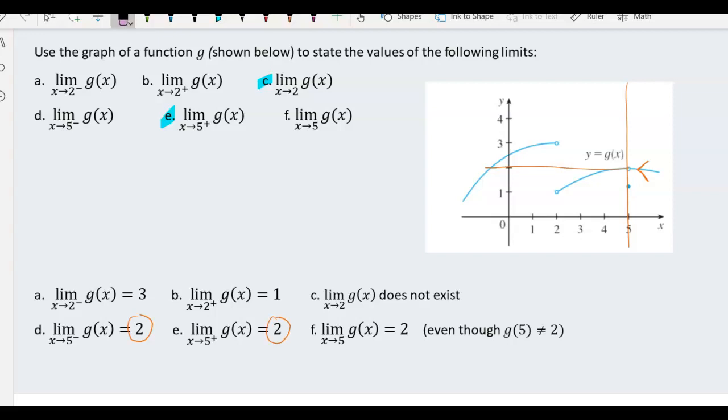So when we want to think about analyzing the limit overall, we can say that the limit as x approaches 5 is equal to 2 because both the left-hand and the right-hand limits are equal to each other. Even though the function is not defined at that same location, right? The output value when we're at x equals 5, the output value is y equals 1. But the limit is approaching y equals 2.